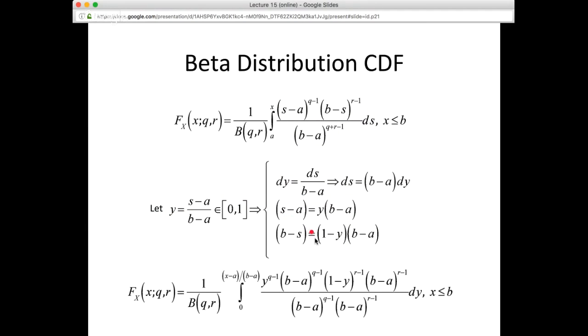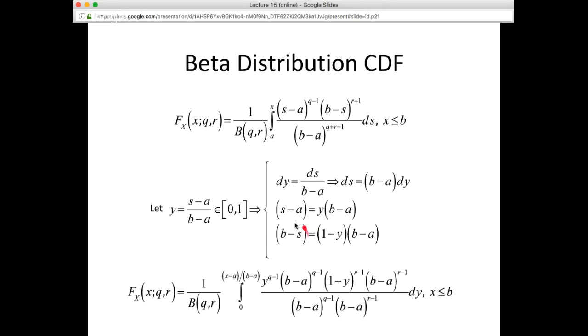So we just substitute. We're substituting y times b minus a for s minus a. And so we're going to end up with y to the q minus 1 times b minus a to the q minus 1. That's where that comes from. Just substituting y times b minus a for s minus a in this integral here.